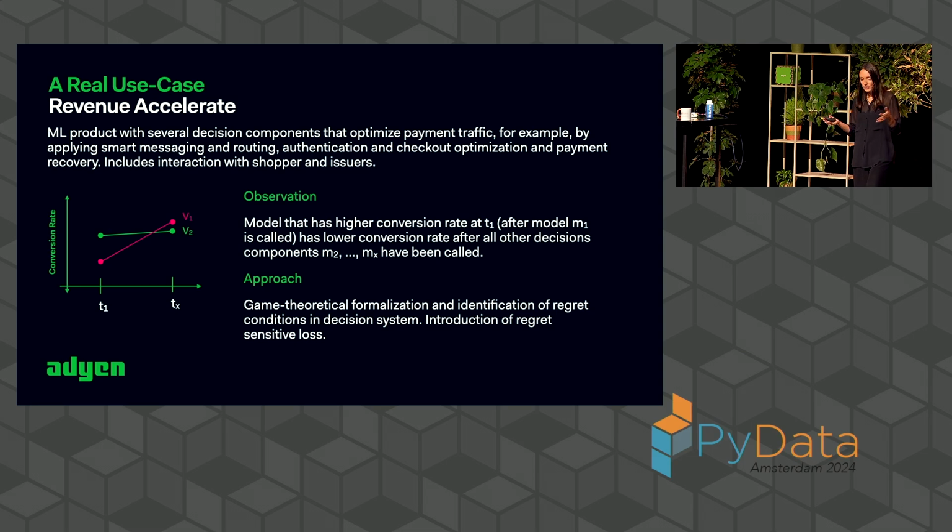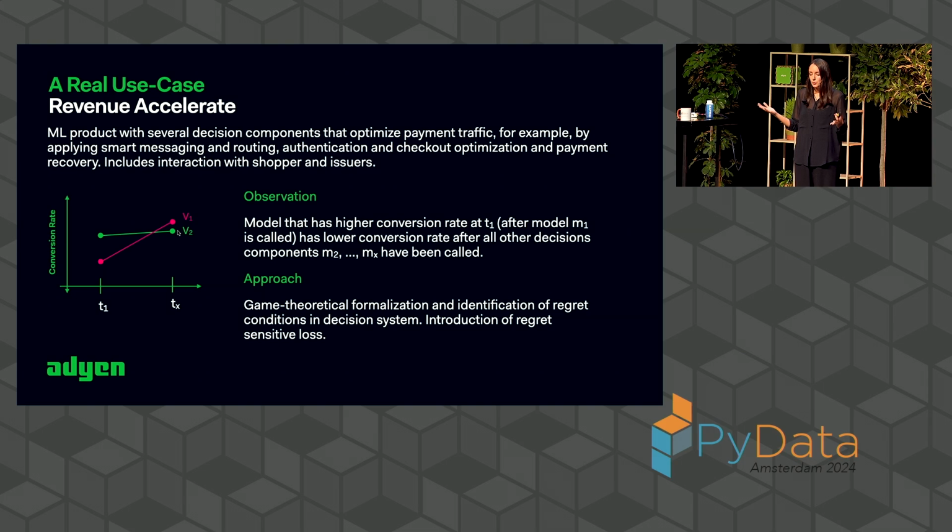And some time ago, I was working on a model, so I was A/B testing a new model variant. And I saw that this new model variant was actually outperforming locally. So at the time point it was called, this new model was showing quite a high uplift in conversion rates. But then I also looked at the performance after all the other components in Revenue Accelerate were actually called. And what I saw is that this model that was outperforming locally suddenly showed a slight underperformance globally.